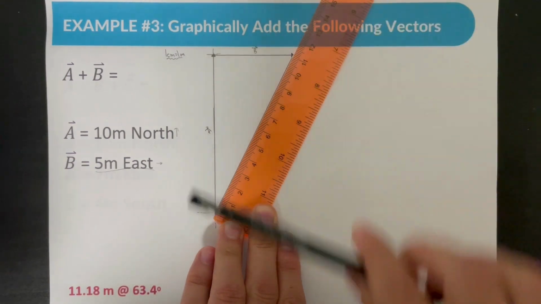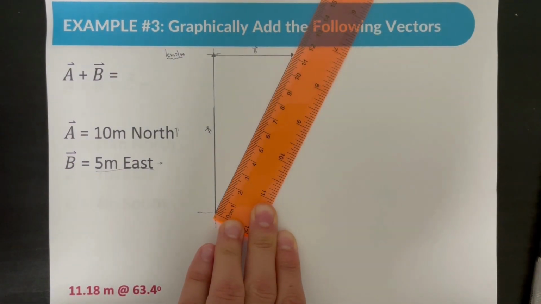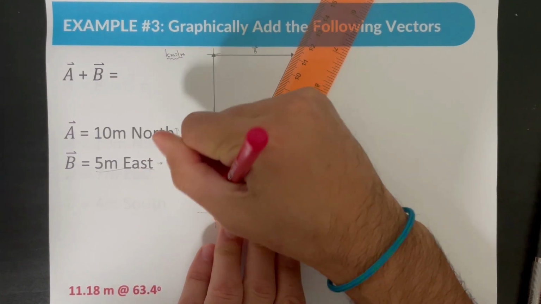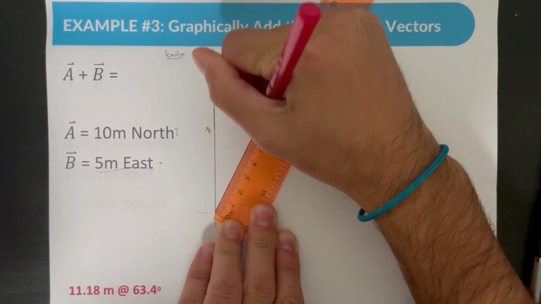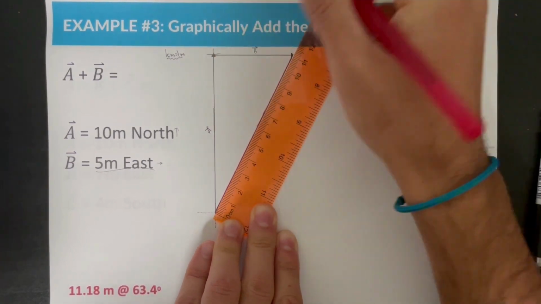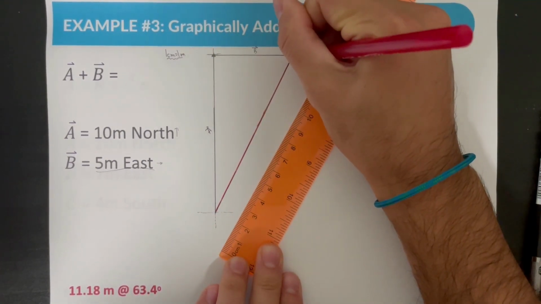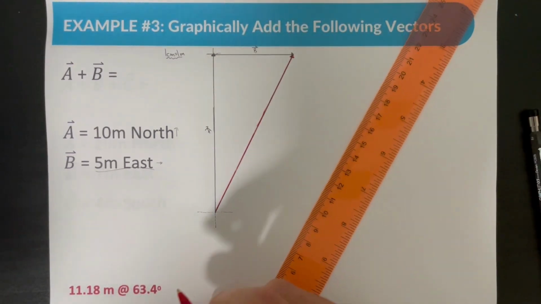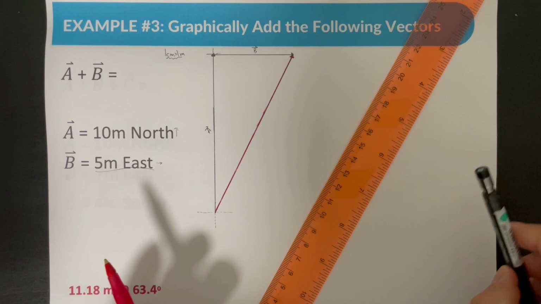Oh wait, I should draw in a different color. Sorry. I'm going to draw in a different color. And if you don't draw in a different color, that's totally fine, but I would make this distinct in some kind of way. Maybe making it dotted, maybe making it bold, something that shows that this is the resultant vector. Okay, so somehow making this the resultant vector.